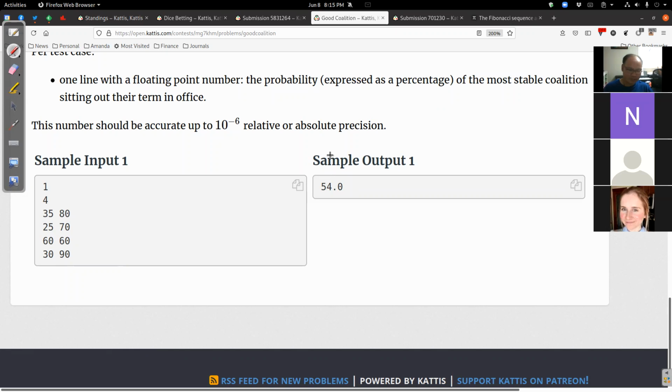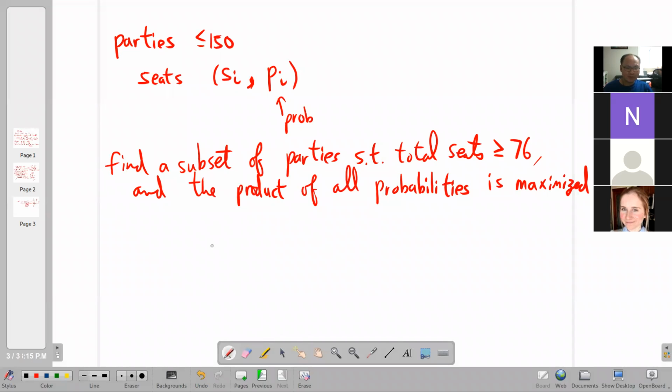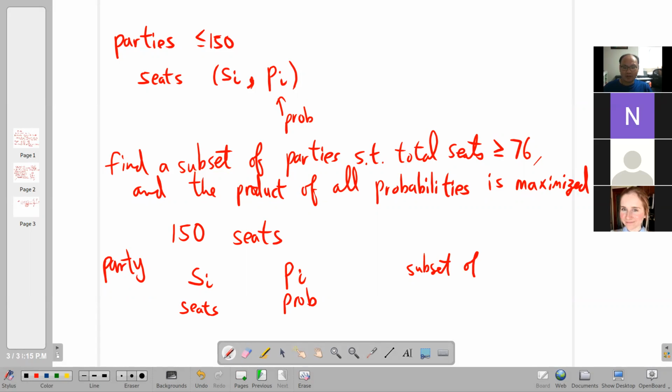Okay, it's not the most obvious thing to look at, but you have 150 seats total, yes? And each party has S_i seats and P_i probability, and you want to find some subset of parties with maximum probability product. Okay.